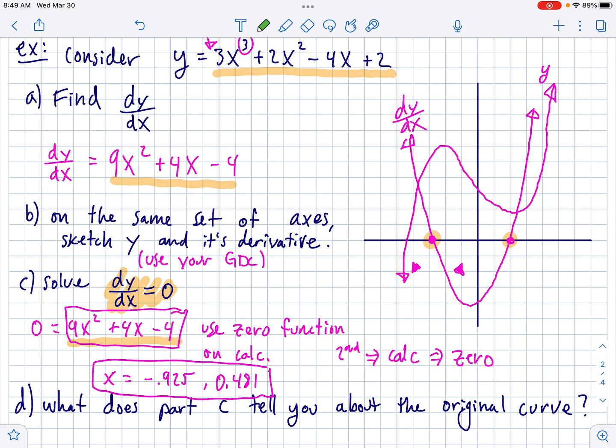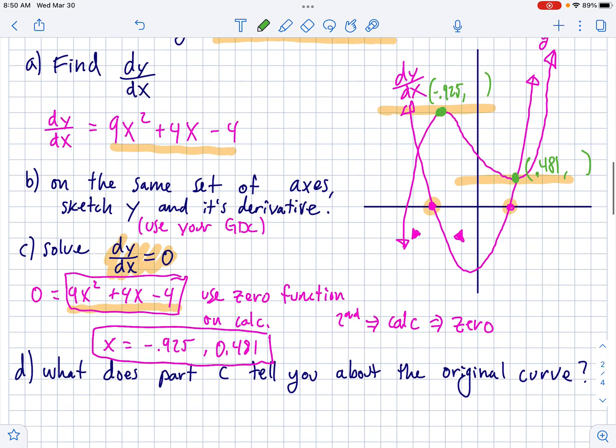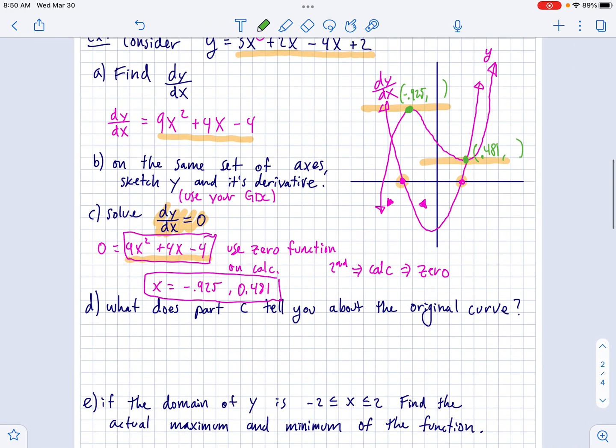Now, I literally just found these spots right here. But in relation to the original curve, these are the x values of the turning points, or the stationary points. These are the spots that would have a flat tangent. Like the tangents would be totally flat to the curve. So we know the x value of this is negative 0.925, comma something, and then this one is 0.481, comma something.